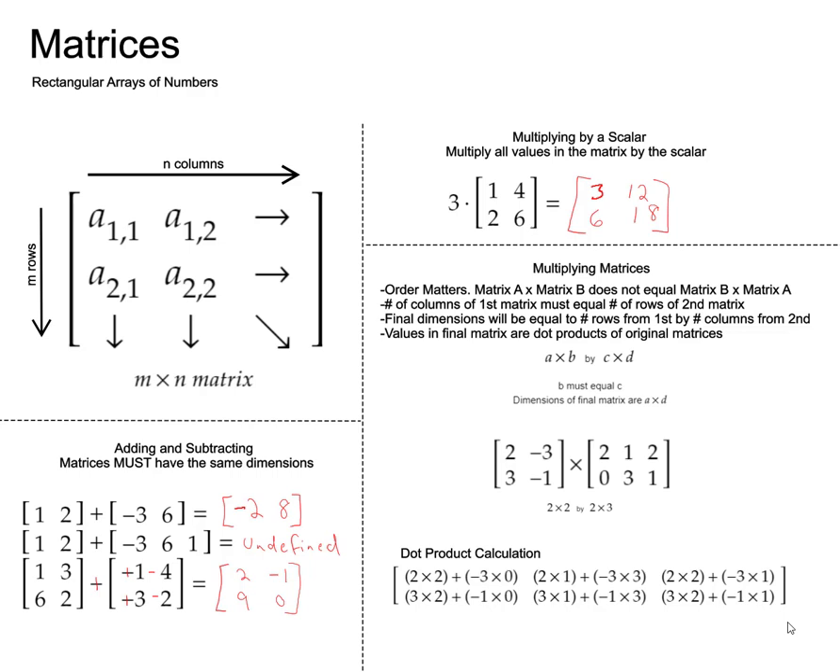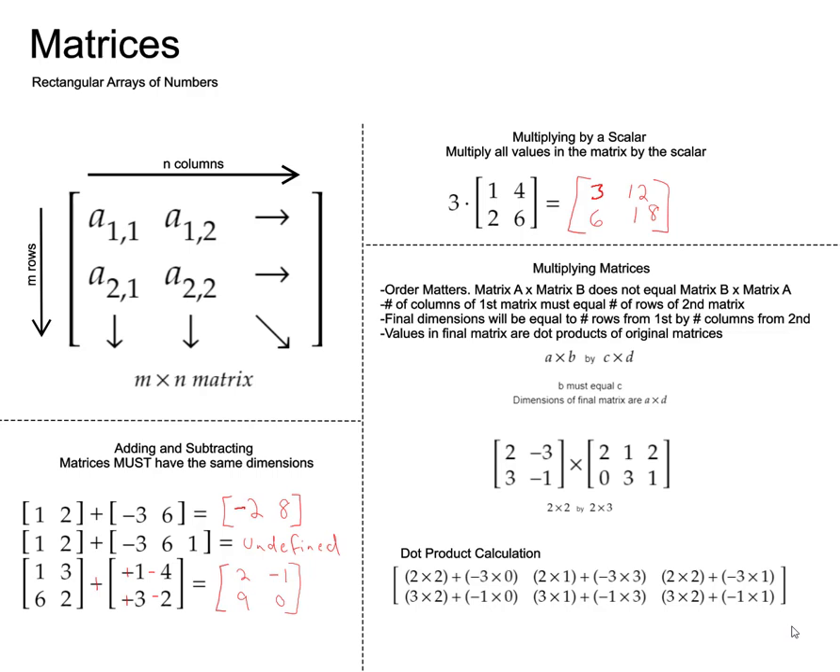So if we had an A by B matrix and we multiplied that by a C by D matrix, B and C must be equal because the number of columns of the first must equal the number of rows of the second. Finally, the dimensions of the final matrix are going to be A by D, because that will equal the number of rows from the first by the number of columns from the second. Now that we have reviewed the rules for multiplying matrices, let's do an example.